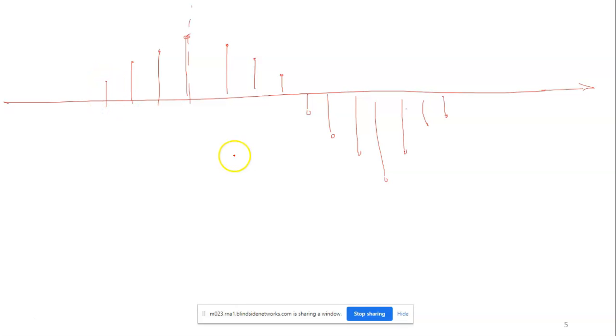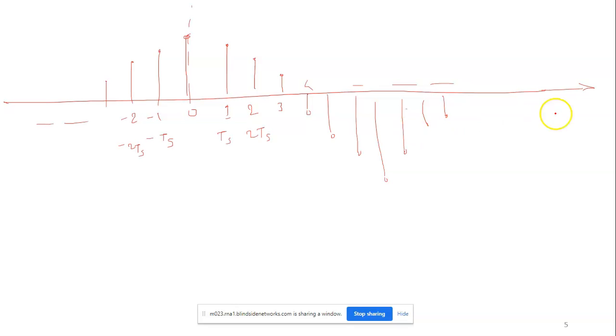Now this is the 0 sample, this is the first sample which is at Ts, this is the second sample which is at 2Ts, this is the third sample, fourth sample, and so on. Here this is the minus 1 sample which is at minus Ts, this is the minus 2 sample which is at minus 2Ts, and so on. So like this we are going to get a sampling.